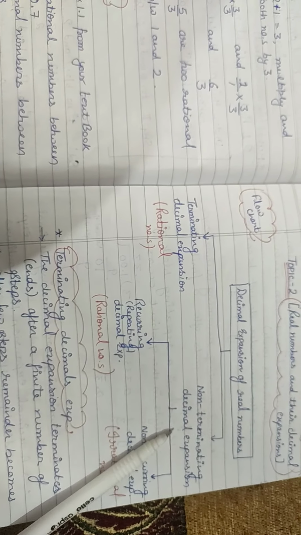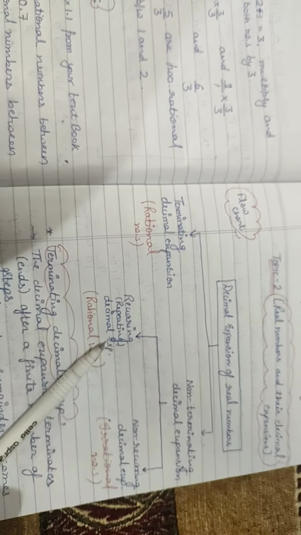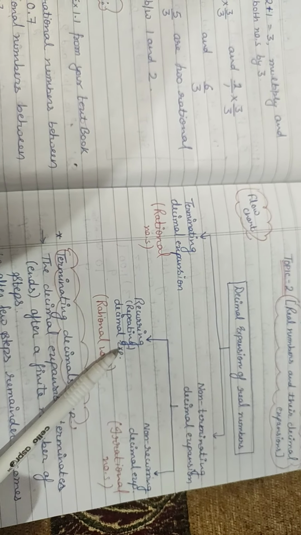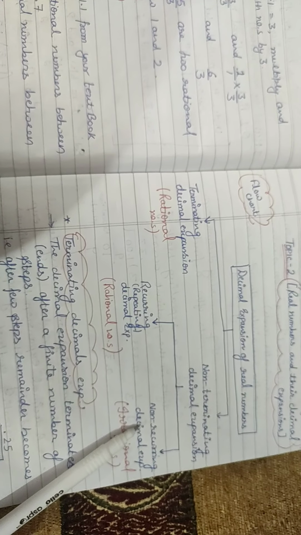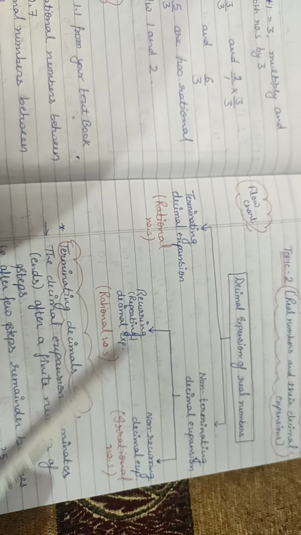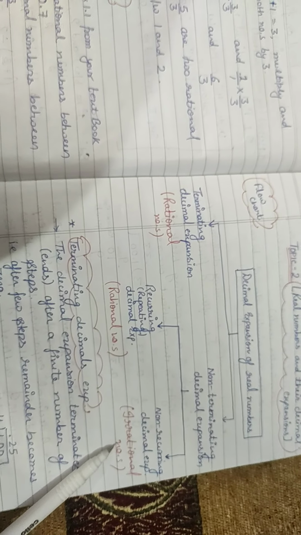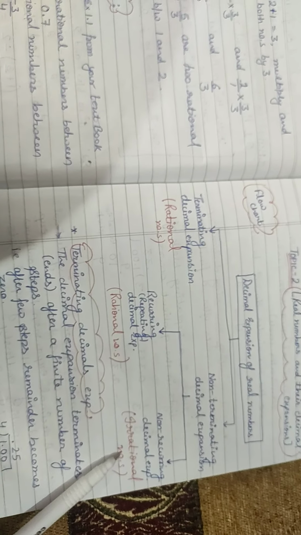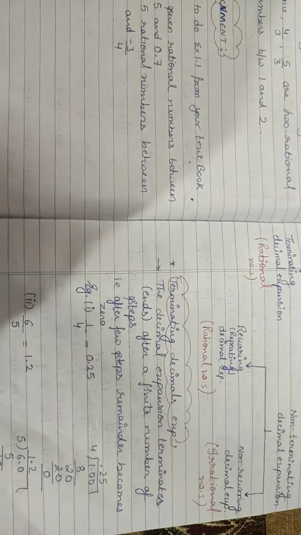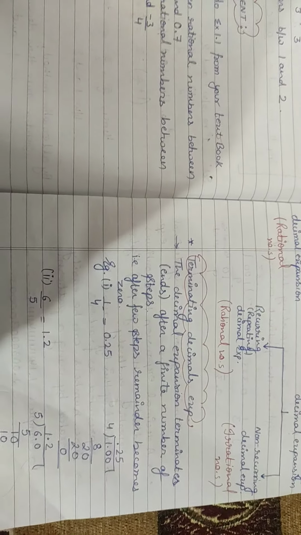And under non-terminating decimal expansion, here we have two different types, that is recurring. Recurring means repeating decimal expansion. Non-recurring decimal means non-repeating. So here again I have written rational and here I have written irrational. I'll explain why they are rational or irrational. So first I am going to describe terminating decimal expansion.